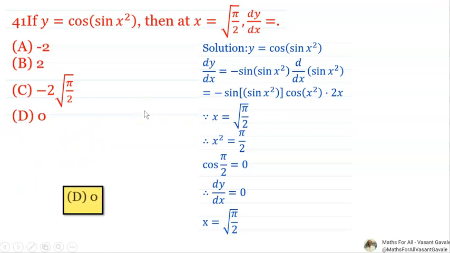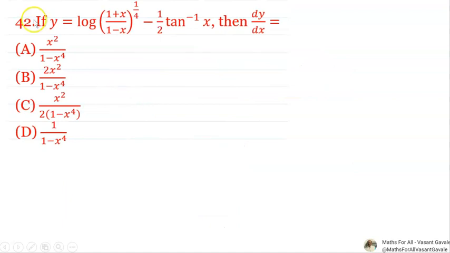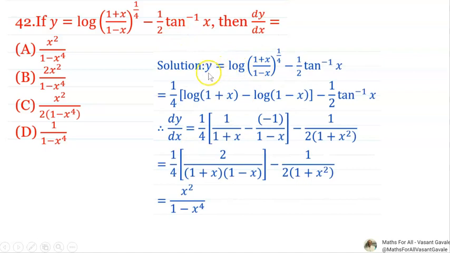And D is a correct one. Now the next question. If y is equal to log of (1 plus x upon 1 minus x) whole bracket to the power 1 by 4 minus 1 upon 2 tan inverse of x, then dy by dx is equal to?